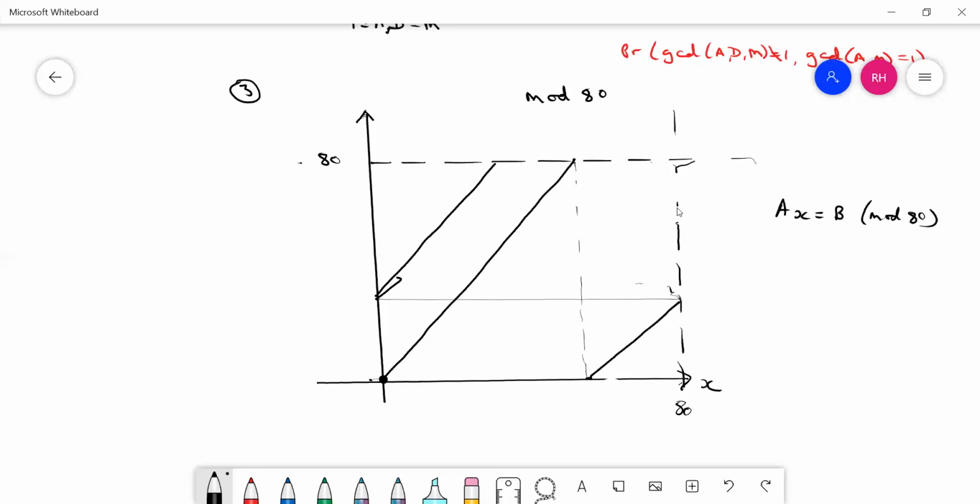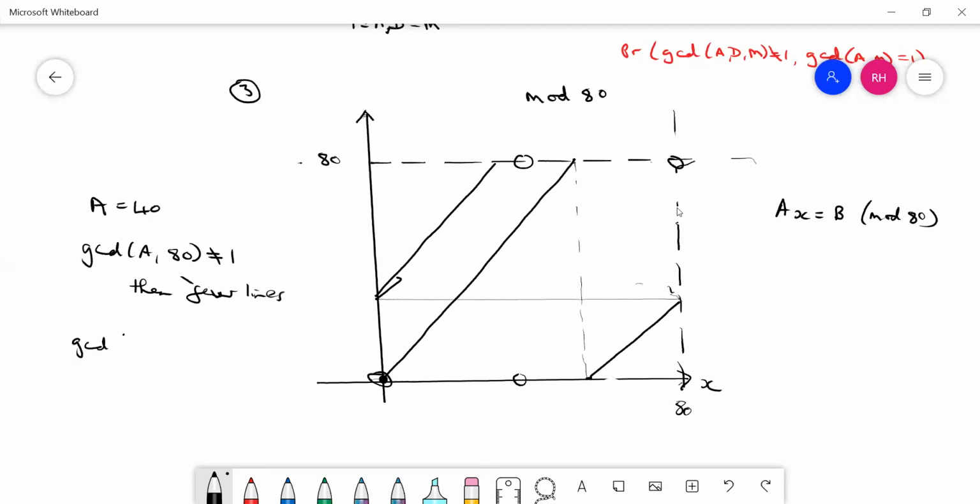You can see that if I made A equal 40, the line would go up to here, to here, to here, to here, and then it would start again. So it would loop very quickly. So if the GCD of A and 80 is not equal to 1, well then you'll only get a few lines, whatever that means.